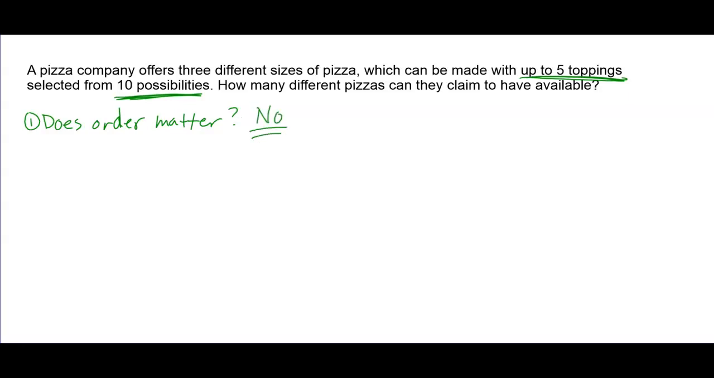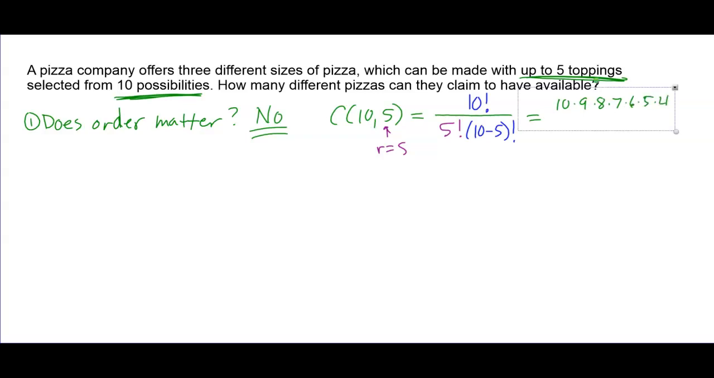So here, the answer is no. That means we are doing C(10, 5). And based on the formula we just learned, that's going to be 10 factorial over r, which is 5, so 5 factorial. And over here you're going to have n minus r factorial, 10 minus 5, which is also 5 factorial. So here you're going to have 10, 9, 8, 7, 6, 5, 4, 3, 2, 1.